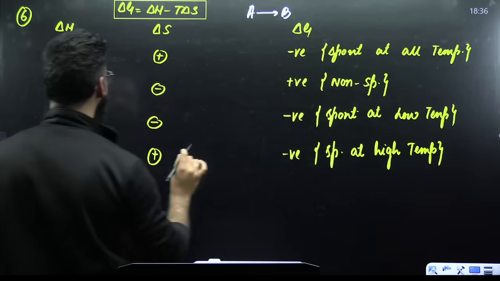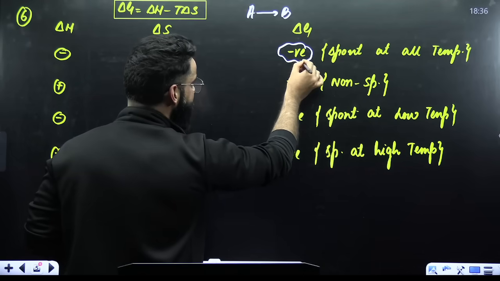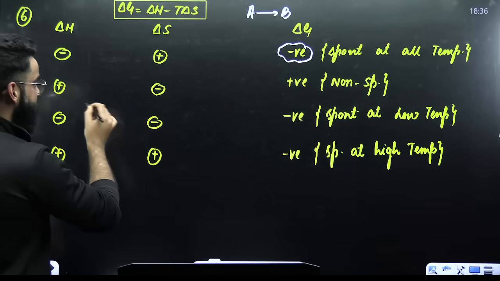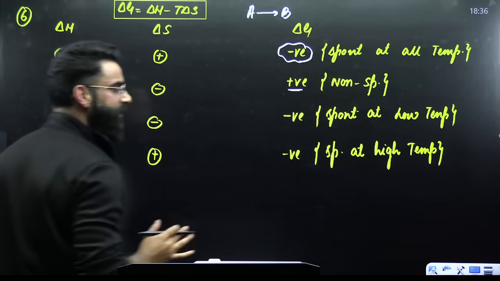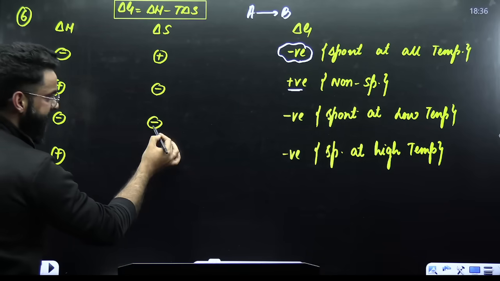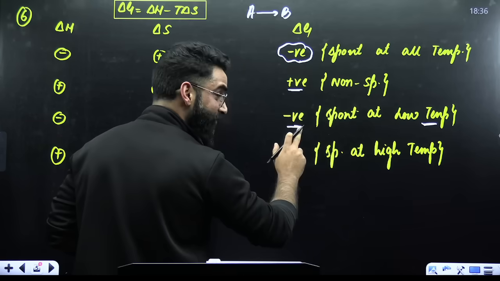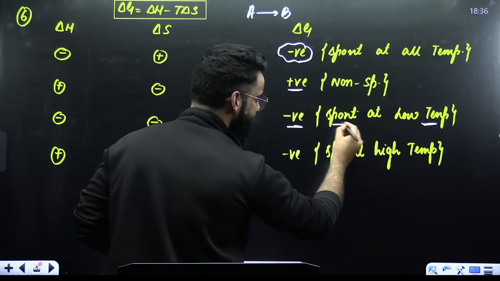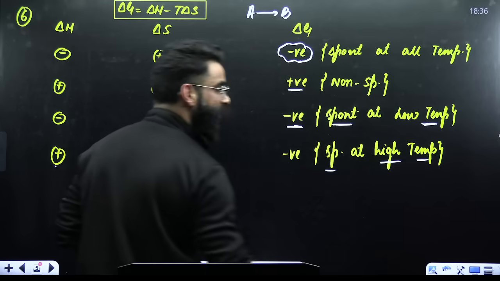Perfect. Now, during this reaction, if delta H is negative and delta S is positive, delta G will automatically come out negative, and we say the reaction is spontaneous at all temperatures. Similarly, if delta H is positive and delta S is negative, delta G will always be positive, which means the reaction is going to be non-spontaneous at all temperatures. If delta H is negative and delta S is negative, delta G will be negative only at low temperatures. So for that particular process, we say the reaction will be spontaneous only at low temperatures. Similarly, if delta H is positive and delta S is positive, this reaction will be spontaneous only at high temperatures.